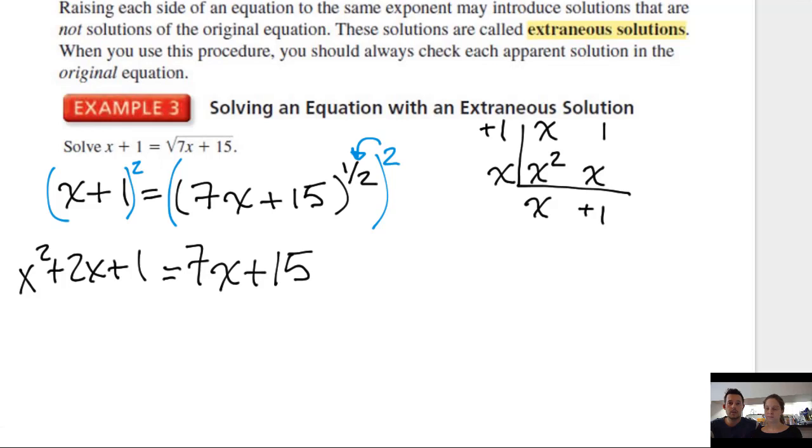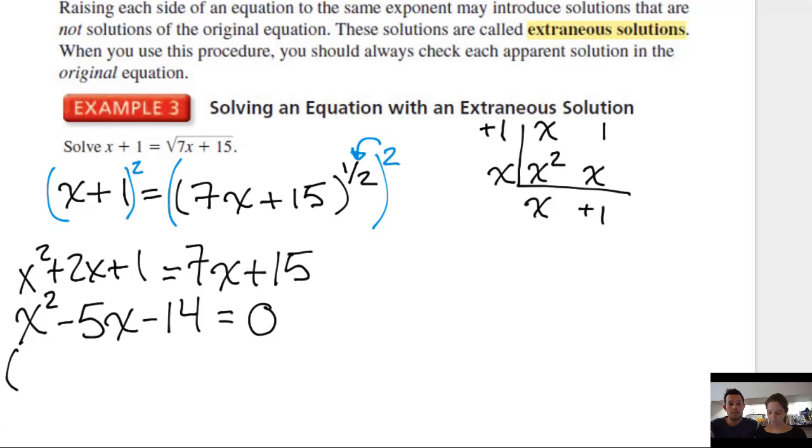Okay, so now we have a lot of terms here. This isn't a linear equation. The first thing to notice is that it's a quadratic equation. Usually the best way to solve a quadratic equation is to make one side equal to 0. So we're going to move the terms 7x and 15 to the other side by subtracting both of them to get x squared minus 5x minus 14 equals 0. And hopefully your first instinct is to factor. So we'll factor this into x minus 7 and x plus 2, noting the signs are different because our last term, our c term, is negative.